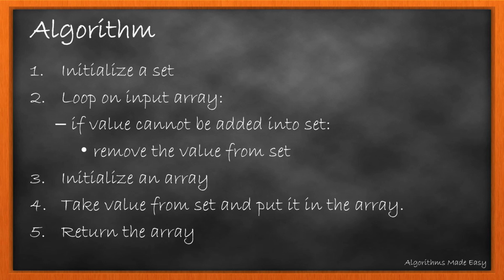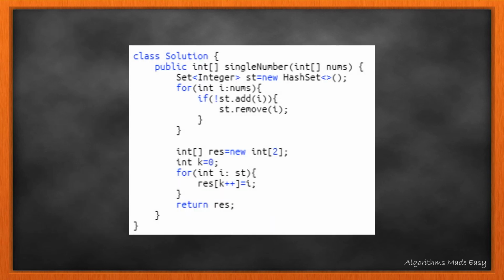The algorithm is quite easy. We initialize a set and loop on the input array. If we cannot add a value into the set, we remove it from the set. At the end, the set contains only the unique elements, so we convert it into an array and return the array. Here is the code snippet.